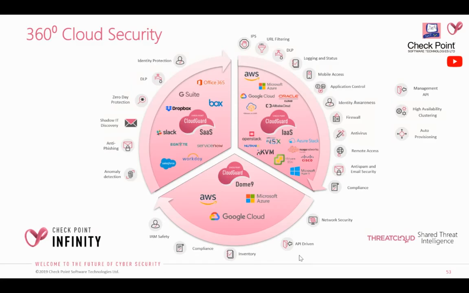And CloudGuard IaaS, as I said before, identity protection is there, and DLP, zero-day protection, shadow IT discovery. Shadow IT discovery is the main thing which can be done from the perimeter firewall as well, and from CloudGuard SaaS as well, because nowadays lots of customers and lots of users are using unsanctioned applications on the cloud. So this will be a security risk, and lots of breaches and security violations can happen through that shadow IT problem. So CloudGuard SaaS can be used for shadow IT discovery as well.